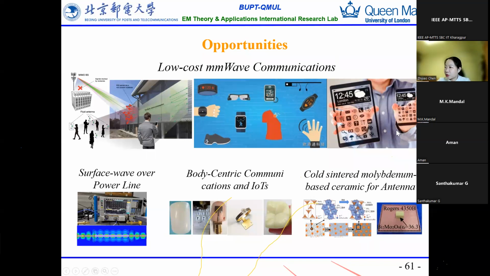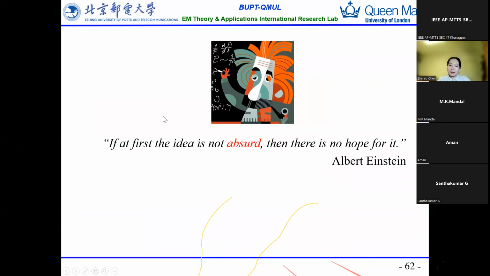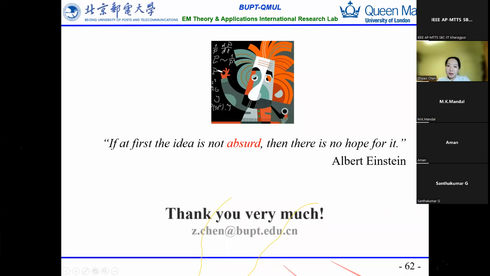And we are also investigating new materials that could be very low cost and very low loss to design the antenna. We keep thinking about the unconventional ideas and inspiring more young students based on our international research lab between BUPT and Queen Mary University of London. We keep doing so, and we believe that if at first the idea is not absurd, there is no hope for it. Okay, this is the end of my presentation, and thank you very much.